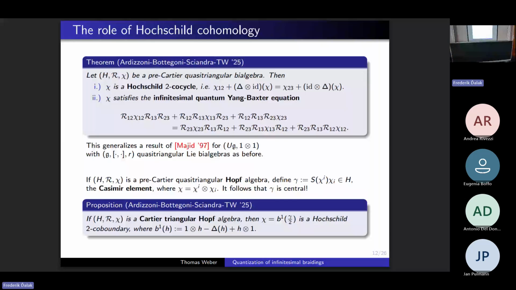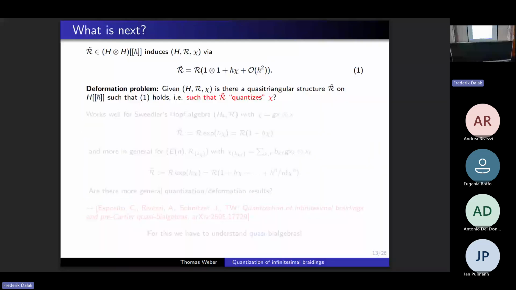Good. So what is next? This is now building up for the second part. We have seen that if we have a formal power series and we ask for an R matrix, we can factor out the lowest order, we get some chi, and then this gives us the datum of a pre-Cartier quasi-triangular Hopf algebra. So the question is, can we do it the other way around? Let's say we are given the datum of H, R, and chi, can we find the R tilde such that this holds? So can we quantize chi? That's one of the motivating questions.